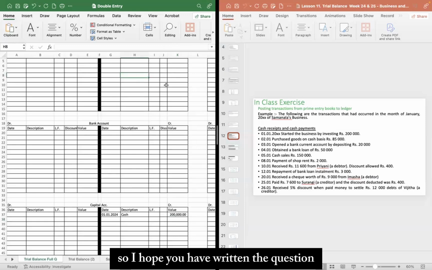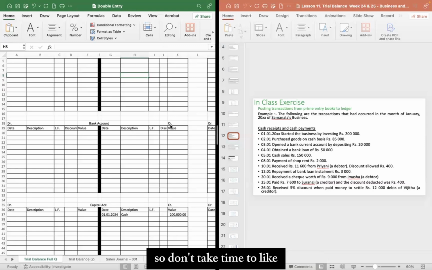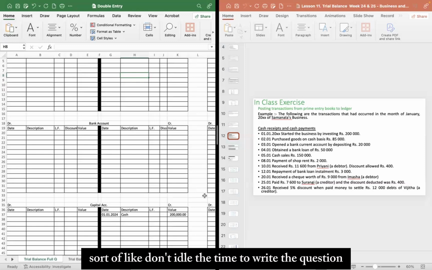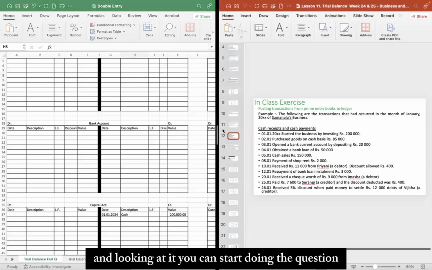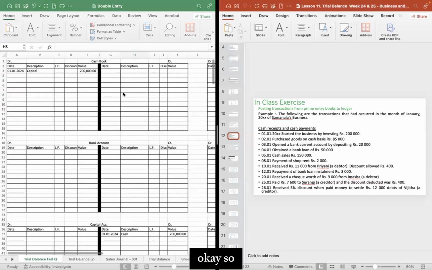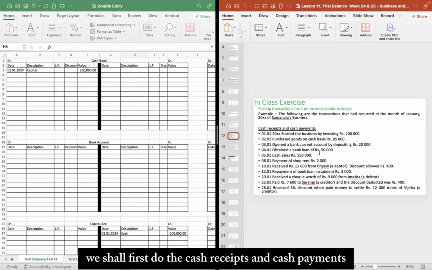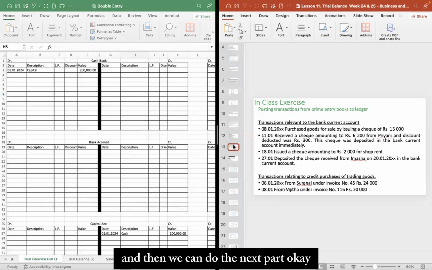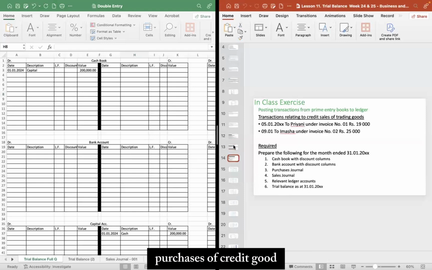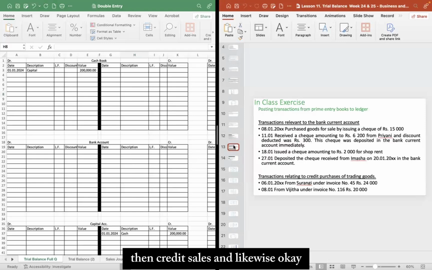So I hope you have written the question. If you have not written the question, don't idle the time writing it. You can see the question here on this side, and looking at it, you can start doing the question. Okay. So we shall first do the cash receipts and cash payments, and then we can do the next part. That is transactions relevant to bank current account, then transactions related to credit purchases of trading goods, then credit sales, and likewise.